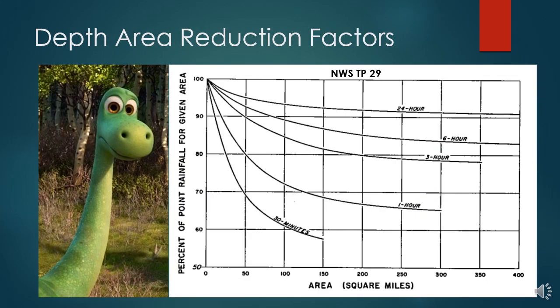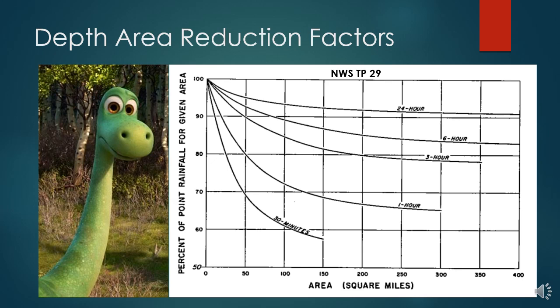Now, where did this depth area reduction factor come from? Well, that's one of those things that was developed a long, long time ago. In this case, the work was done in the first half of the 20th century, and at the top you see TP29, it's actually Technical Paper 29. There was a series of them published in the late 1950s by what was then known as the U.S. Weather Bureau, but now we all know it as the National Weather Service.